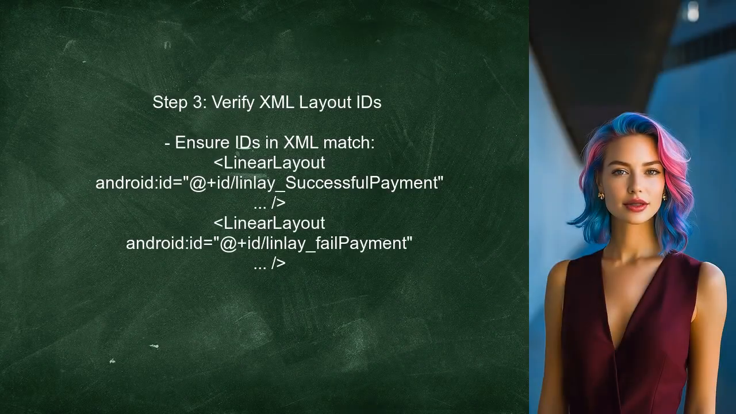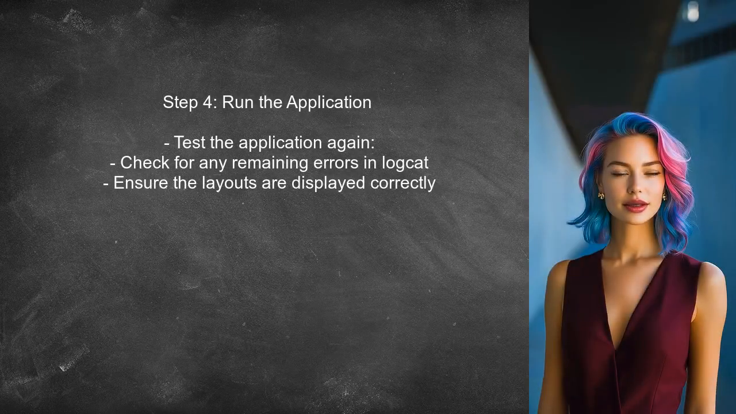Additionally, the user should check that the IDs used in findViewById match those defined in the XML layout file. This prevents any potential mismatches that could lead to a null pointer exception. Finally, the user should run the application again to see if the changes resolve the issue. If the problem persists, checking the logcat for additional errors can provide further insights.